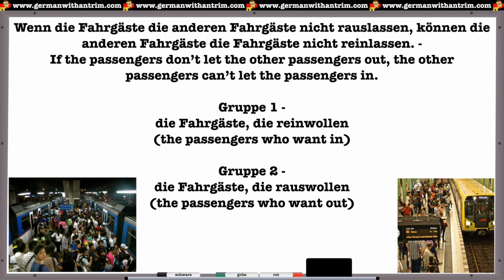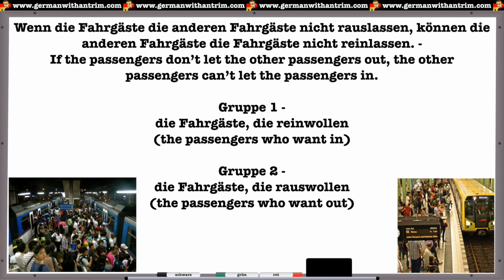Instead of die anderen Fahrgäste, however, we need to use a relative clause to describe this group to differentiate them from the other group, and another relative clause to describe the first group. So there are two groups of passengers. Die Fahrgäste, die reinwollen, the passengers who want in, und die Fahrgäste, die rauswollen, the passengers who want out.